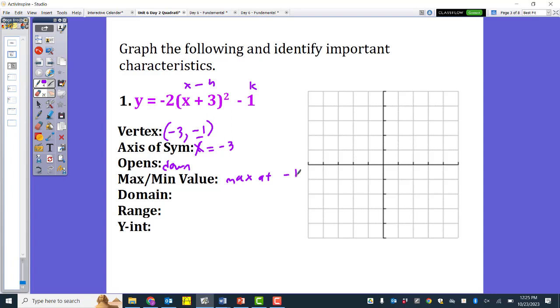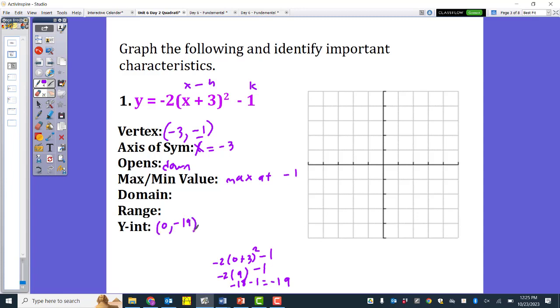Y-intercept is, this one's the part that's a little bit different. The y-intercept, it's not just going to all cancel out. We're actually going to have to plug it in and solve. So we have negative 2 times 0 plus 3 squared minus 1. So negative 2 times 9 minus 1. Negative 18 minus 1, which gives us negative 19. So we have y-intercept at 0, negative 19.